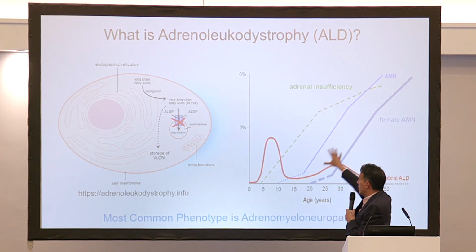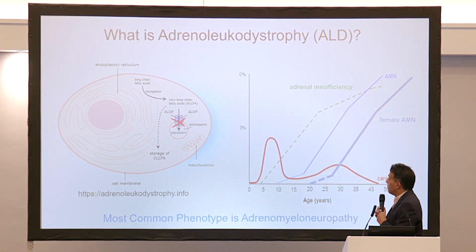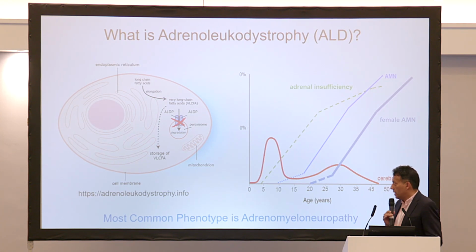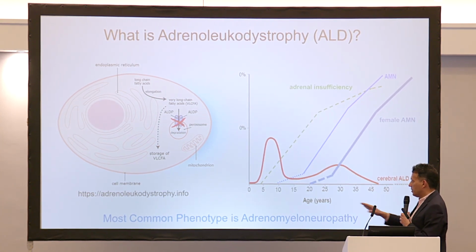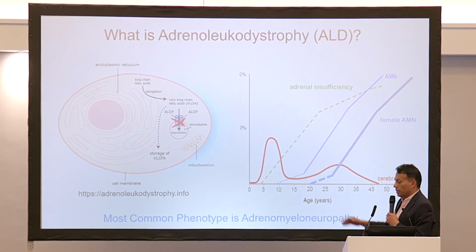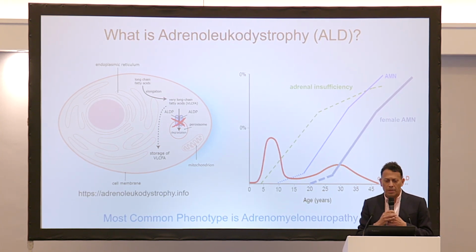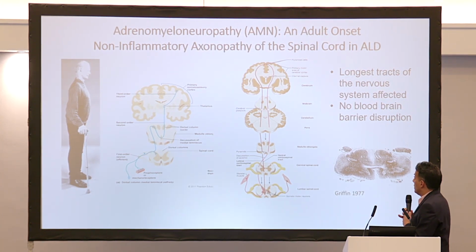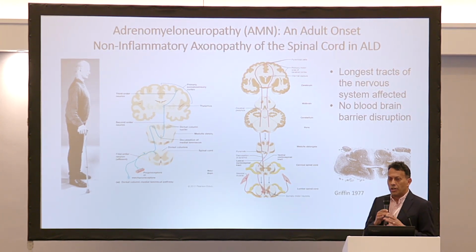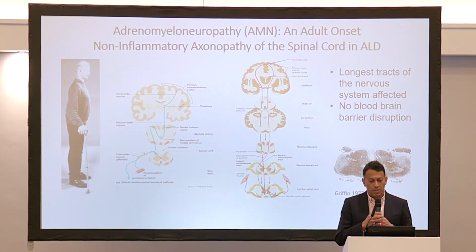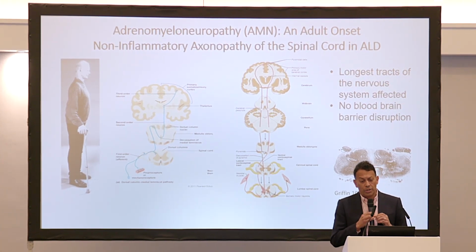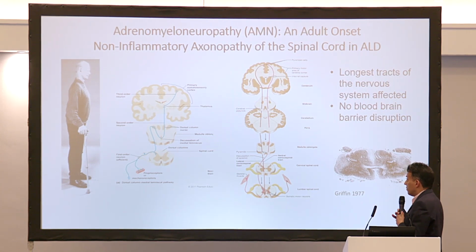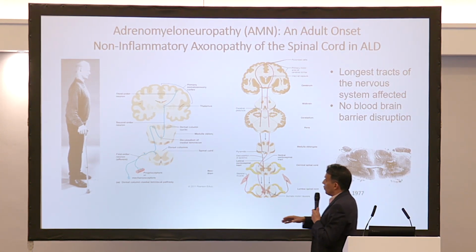There are various different phenotypes that you've heard about in the course of this meeting. But for this talk, it's important that the most common phenotype is adrenomyeloneuropathy. So, a long word. What does adrenomyeloneuropathy mean? It's an adult onset non-inflammatory axonopathy of the spinal cord, and it affects mainly two tracts.